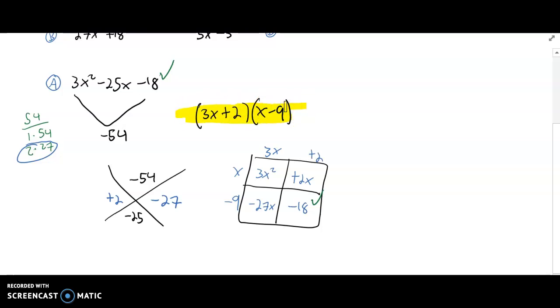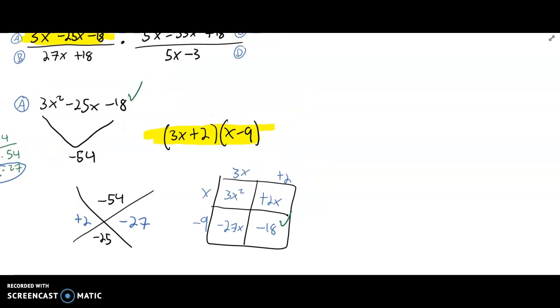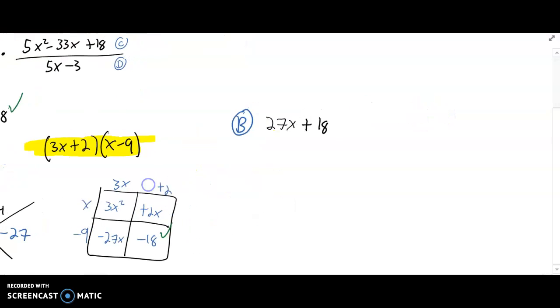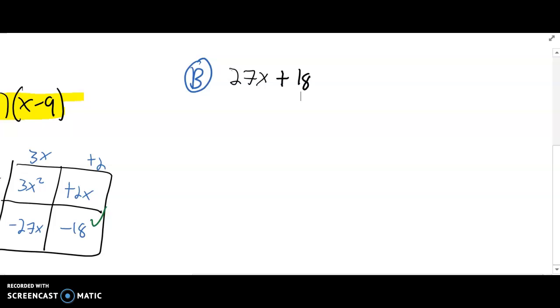Alright, let's do our B. B green. Okay. B is 27x plus 18. Okay, this will be a greatest common factor. 27 and 18 share a 9. So what's left is 3x plus 2. And that is it for point B.